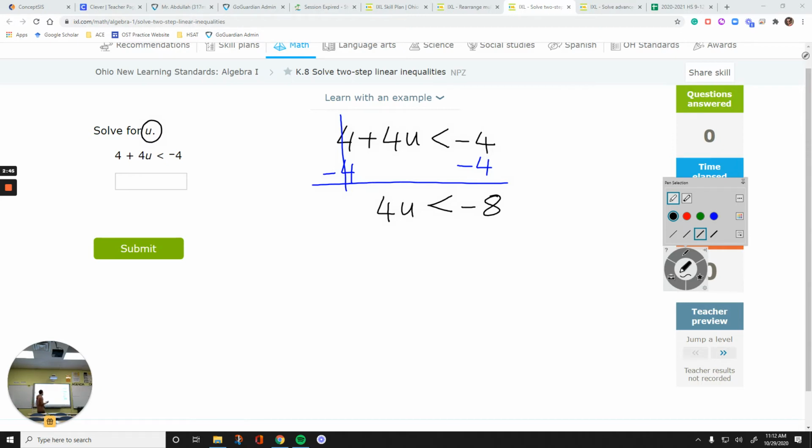The first one was subtraction. Now we are dividing because this right here is multiplication. To cancel out a multiplication, I need to do the inverse, which is division. I divide each side by 4, and then on the left I have u. Sign goes down. -8 over 4 is -2. My answer is going to be u is less than -2. That's what I need to type in here.